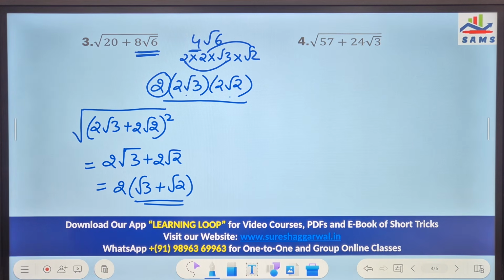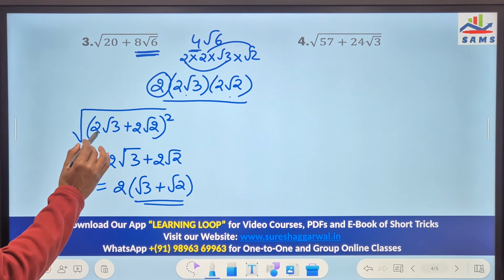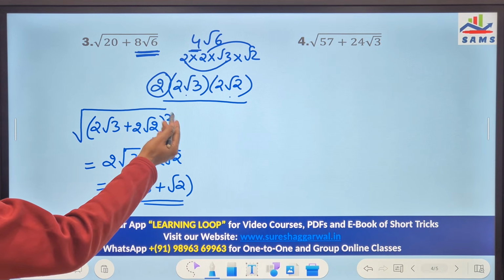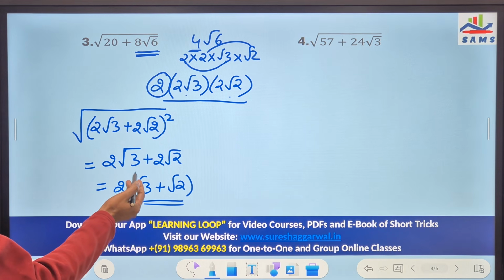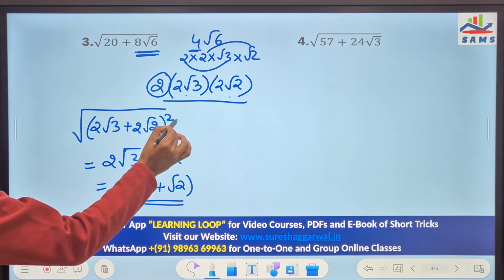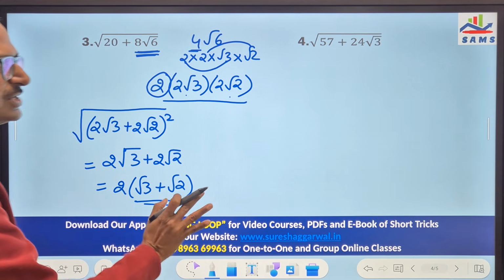Now here this term 2 root 3 plus 2 root 2 whole square actually forms the number inside the square root, right? Because it is a whole square. So that is why the square root is vanishing.